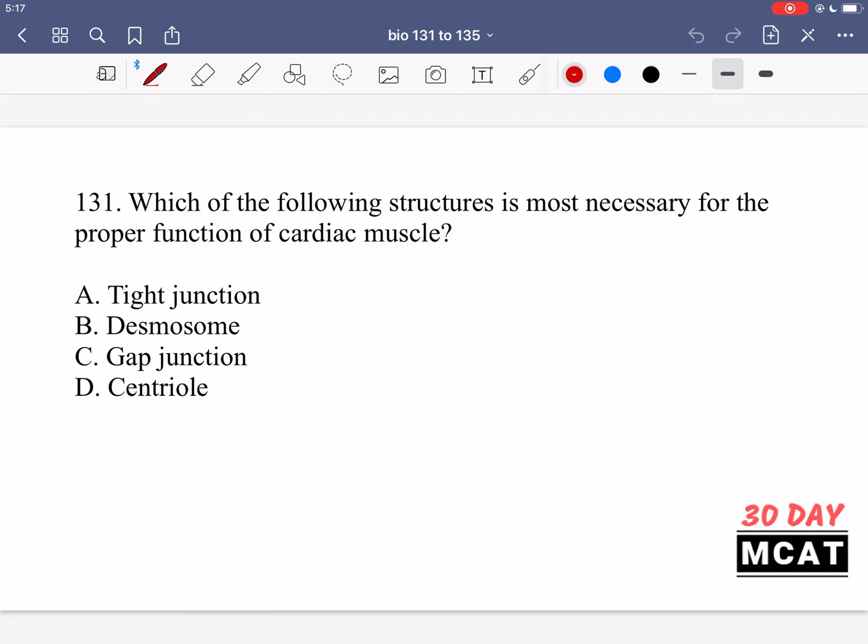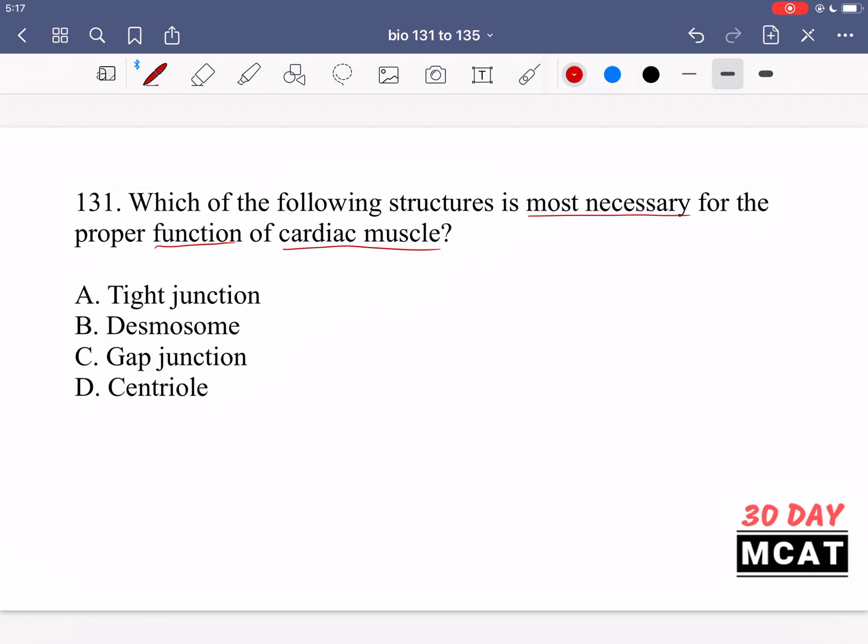In question 131, we are asked which of the following structures is most necessary for proper function of cardiac muscle. So we're talking about the functioning of cardiac muscle, which is most necessary for these? Cardiac muscle does have most of these, but which one would be the most necessary? So which one's the best answer?